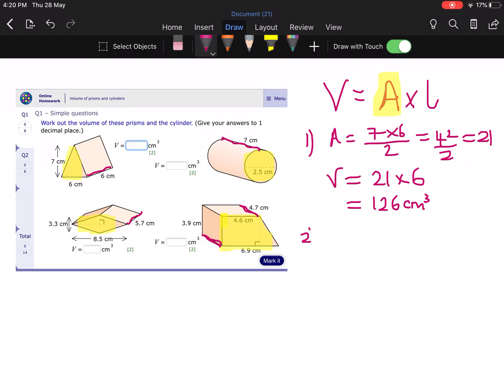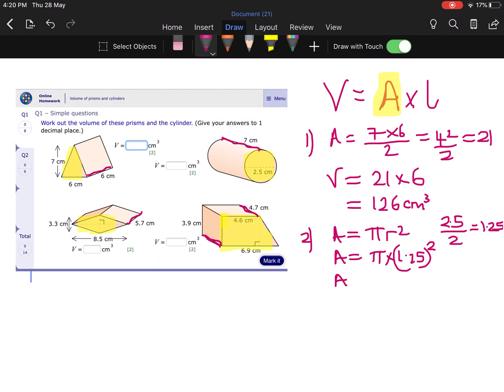So on to number 2. It's the volume of a cylinder. So I need to work out the area, and it's a circle, so we should all know that the area of a circle is pi r squared. So the area is equal to pi times, now 2.5 is the diameter, so to get the radius you need to divide the diameter by 2. So there's a couple of things you need to remember there. So it's 1.25 squared.